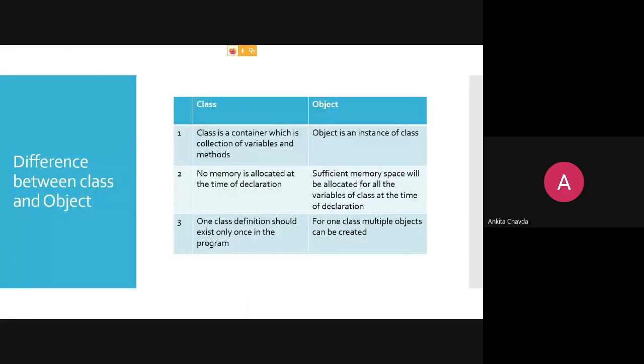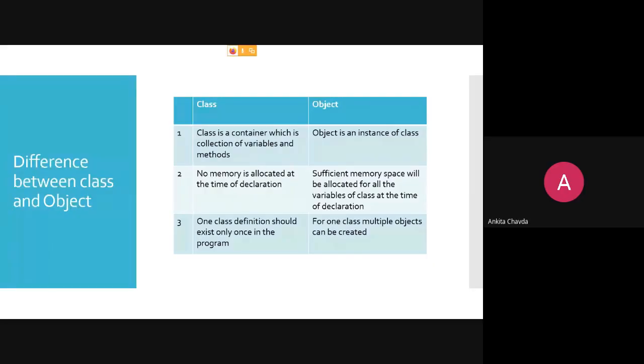The next is the difference between the class and object. What would be the difference between these two? The class is the container, which is a collection of variables and methods. It is nothing but a kind of box where you are putting inside the variables as well as functions. So it's one single unit which has your variables as well as the methods. Right? It is just a container.